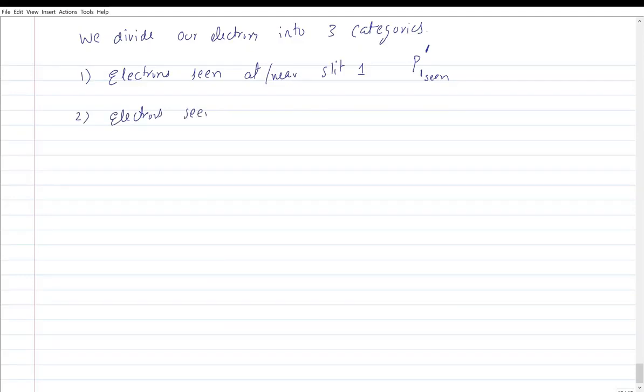Electrons seen at or near slit 2. And third is the case because we were doing this experiment with the dim light: electrons not seen at all, just detected on the screen, but we do not know which slit the electrons took.